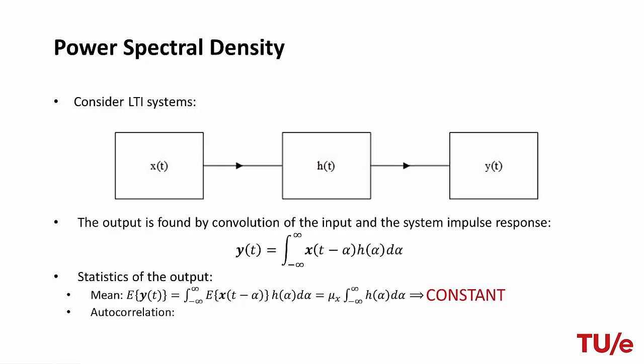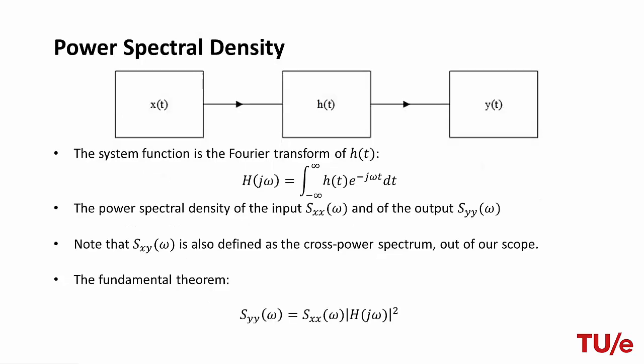When calculating the output of a linear time invariant system, we use the convolution operation. The system impulse response, h(t), is convolved by the input process, x(t), to obtain the output process, y(t). The first order statistics of the output is easy to calculate. But instead of calculating the second order statistics directly, we can use the power spectral density. The fundamental theorem given at the bottom of the slide provides the method to calculate the power spectral density of the output from the input.